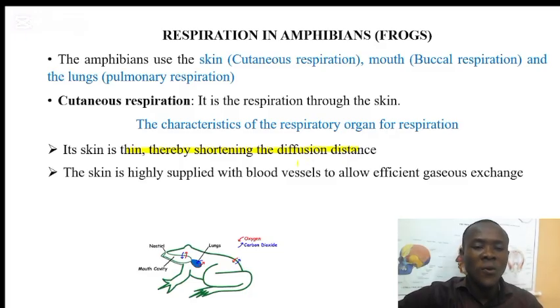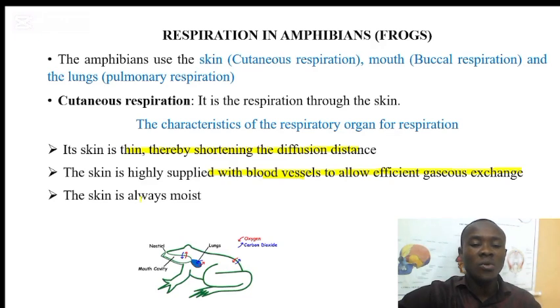Then the second one, they are highly supplied with blood vessels to allow efficient gaseous exchange. Now, mind you, after the gas has dissolved across the layer of the skin, it has to be transported to where they are being used. So in this case, we need a blood vessel that has to transport these gases. So the skin is highly supplied with blood vessels to allow efficient gaseous exchange.